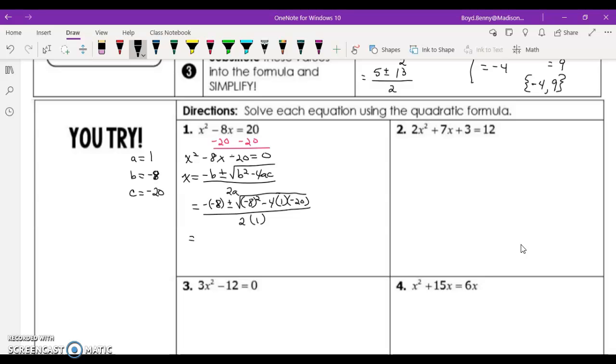Okay? So let's go ahead and do this negative 8. We'll make that a positive 8 plus or minus the square root of negative 8 squared, which would be 64, minus negative 80. 4 times 1 times negative 20 is negative 80. I notice I've got a negative going on here again.